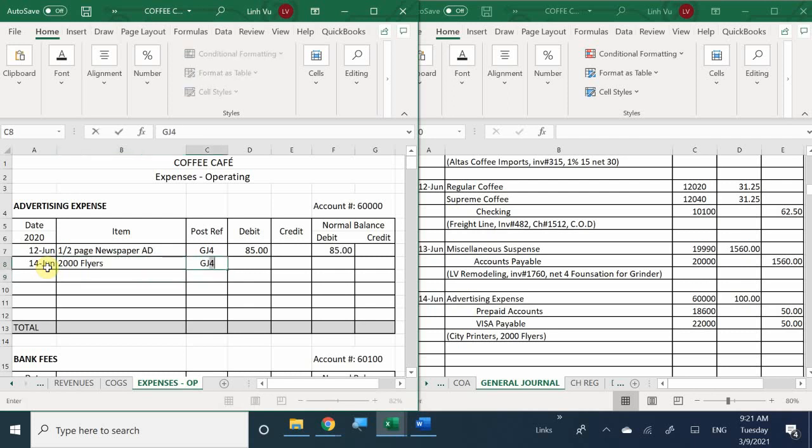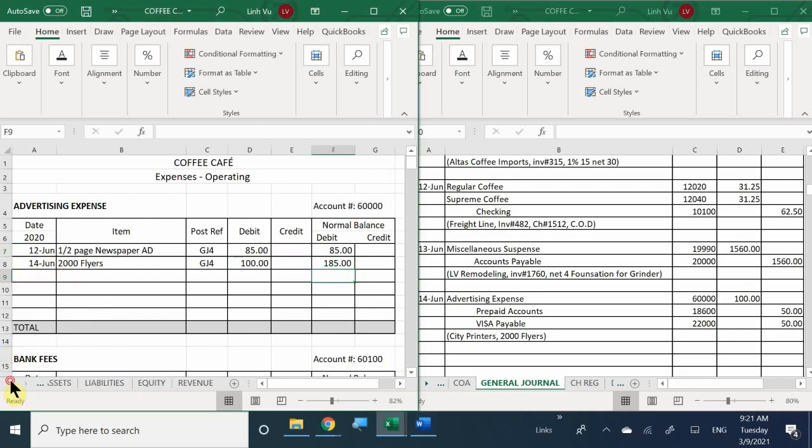And general journal number 4. And now I've increased it by $100. So therefore, by adding 1 up plus any debits minus any credits, I should have a total of $185 worth of advertising expense. Okay.